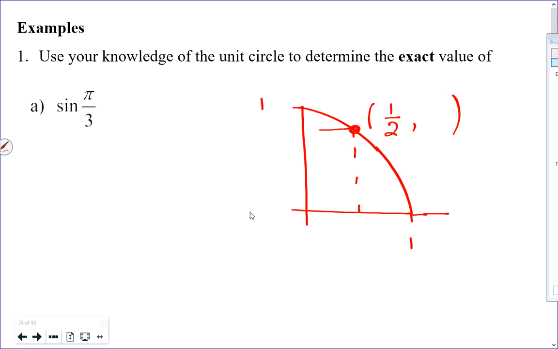That means that this is root 3 over 2. And that means that this trig ratio is root 3 over 2, because sine is y over r, and the y coordinate is root 3 over 2, but r is 1 because it's the unit circle. I would say that everything in red, from here on in, you shouldn't have to draw it. You should almost be able to visualize that.